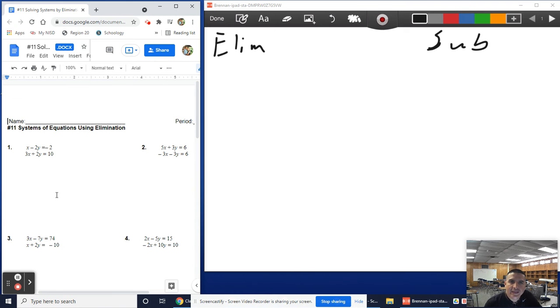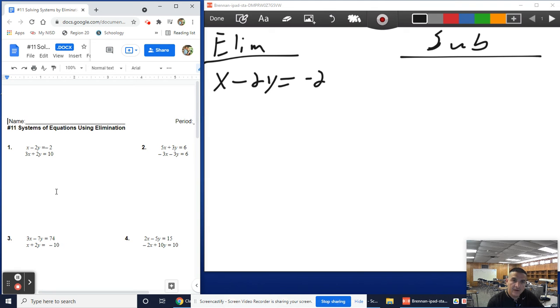Elimination is going to get rid of stuff, and that's going to make simplified equations. When I substitute, it's going to get a little bit longer, right? So I'm going to do number one two different ways. I'm going to do it by elimination. I'm going to do it by substitution. When I am doing elimination, I want it to look like this one looks.